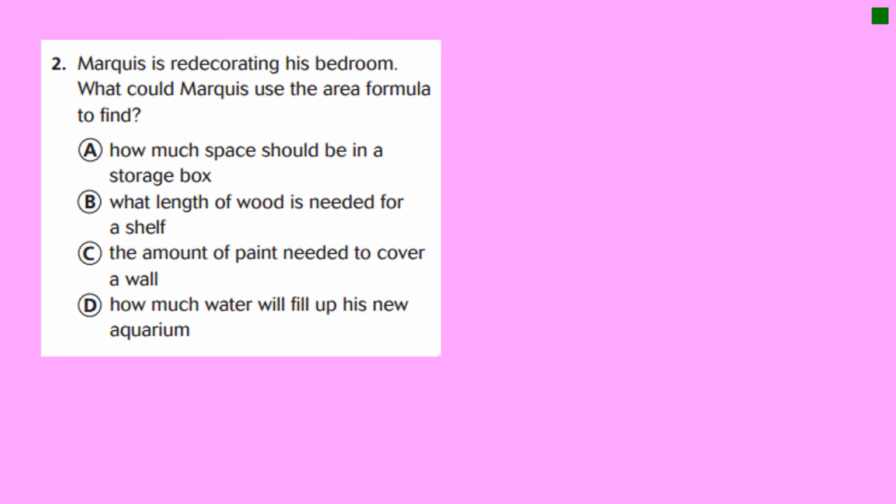Marquise, let's say, is redecorating his bedroom. Redecorating, that means he's decorating it again, right? What could Marquise use the area formula to find? Okay, the area formula, all right, remember area equals length times width. Okay, let's see. How much space should be in a storage box?